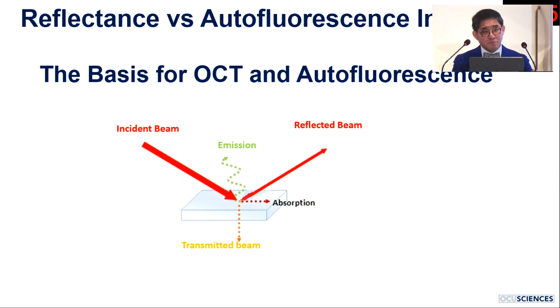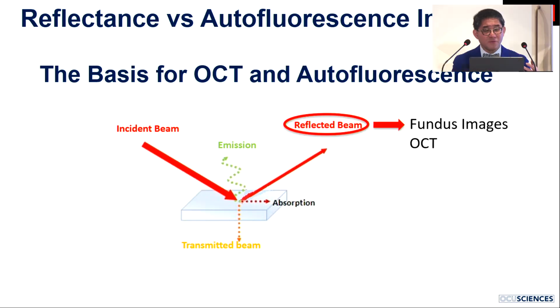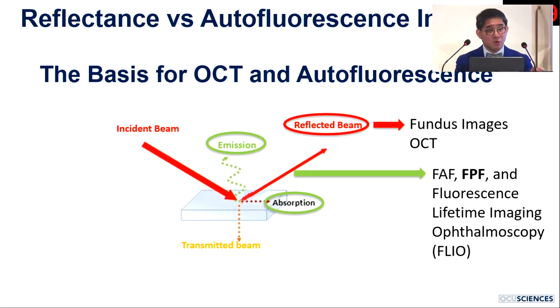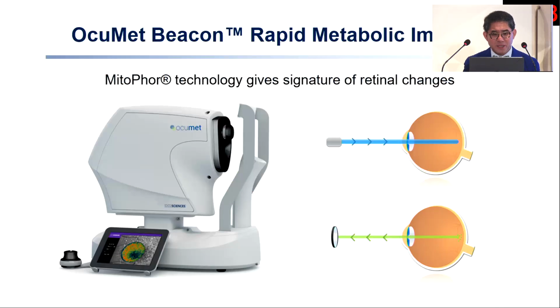This is a very simple cartoon to illustrate what we're looking at right now. Certainly all of us are familiar with OCT. This is the reflected beam from the incident beam going into the eye, with the reflected beam coming out for fundus images. When we talk about other technology involving absorption of light, that leads to, for example, fundus autofluorescence, and then this product, fundus protein fluorescence, and the FLIO. So that's a very simple concept of how we distinguish this from other approaches.